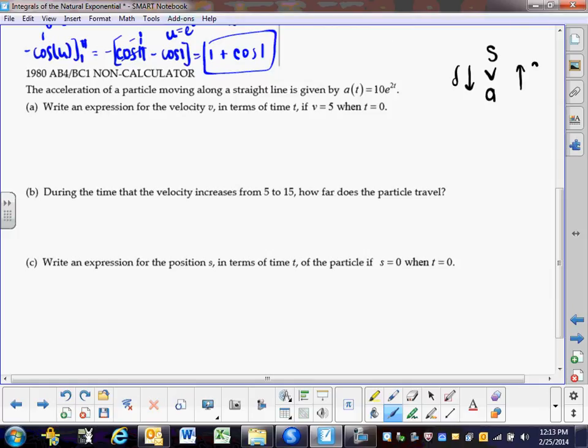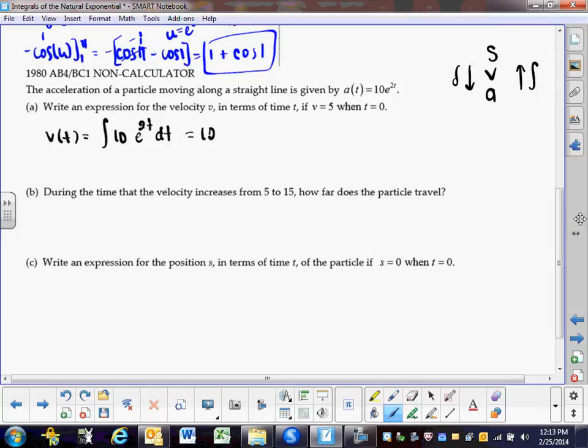Okay. For the next part, they're giving us the acceleration function, and the first question asks about velocity. So we have to remember that the way this works is it's position, velocity, acceleration. So if we're going down, we would be taking a derivative. Going up, we would take an integral. This is not like sine and cosine, so we can't go around in a circle on this.